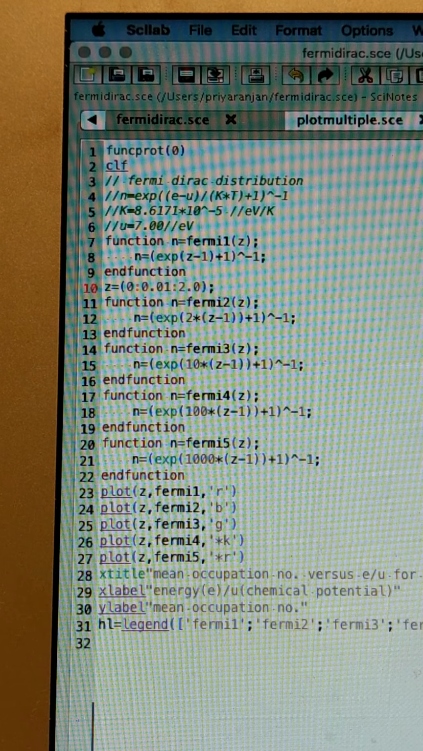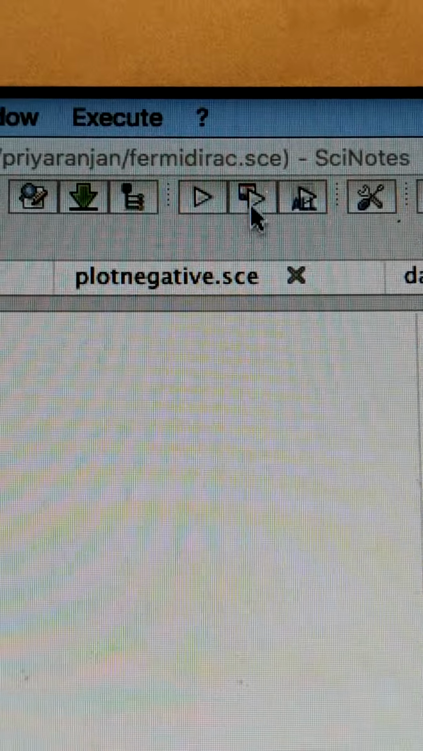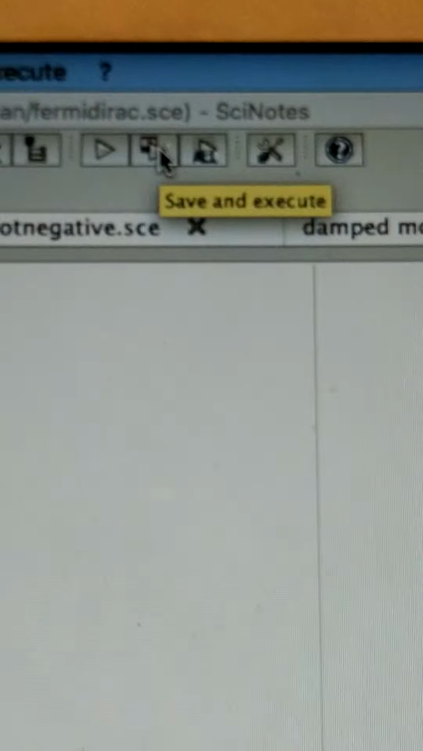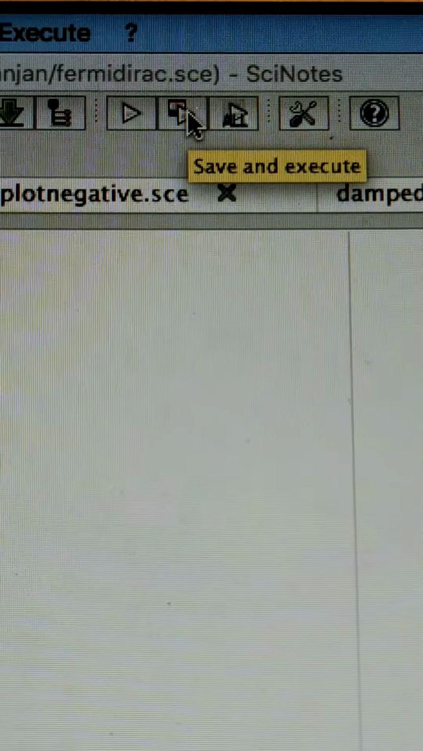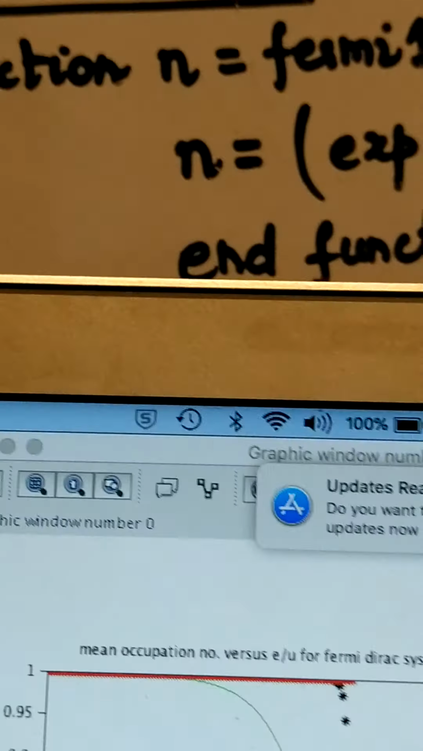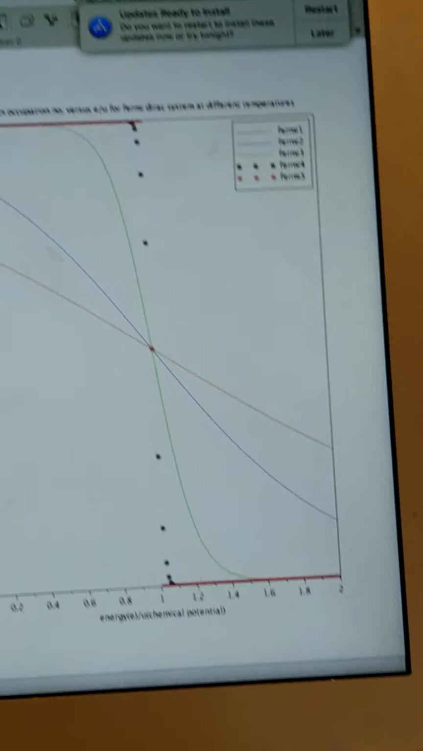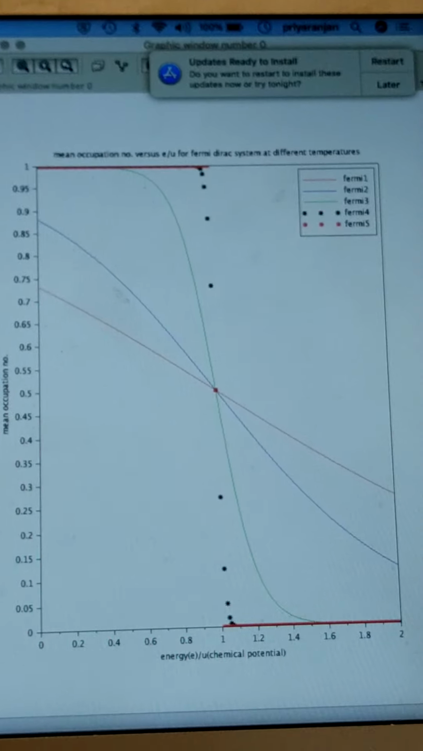Now, after having written this, I go to, you can have a look here, I go to save and execute. I do that. I've already done that, in fact, saved and executed. And then you will see the graph that has come. And I'll take it a little further, and you can see the graph that it has come.